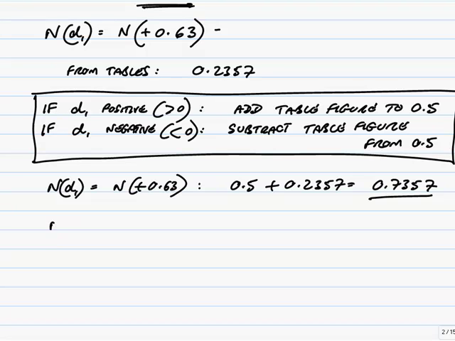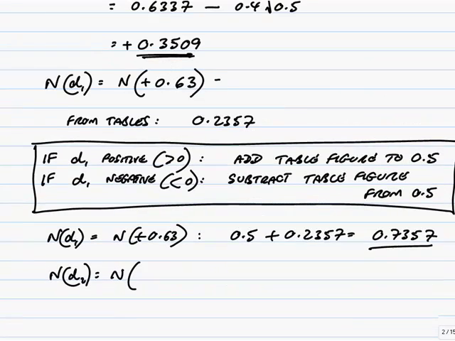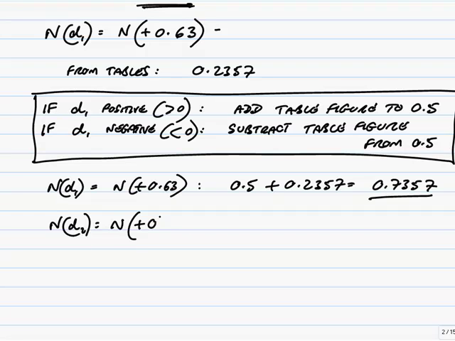Well, in a similar way we need N(d2). Exactly the same approach. What was D2? We worked out it was plus 0.3509. The tables you can only use to 2 decimal places, so 0.35. We'll take the table figure, and because it's positive, we'll add it to 0.5. So it'll be 0.5 again, but the table figure, it's the 0.3 row, the 0.05 column, gives us 0.1368, a total of 0.6368.